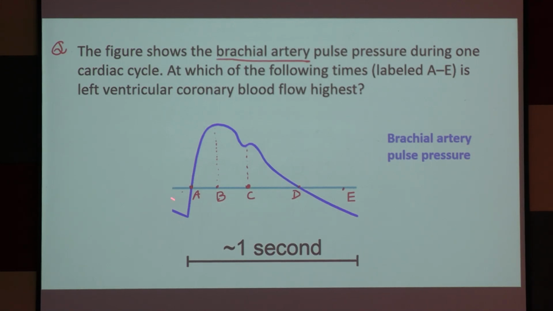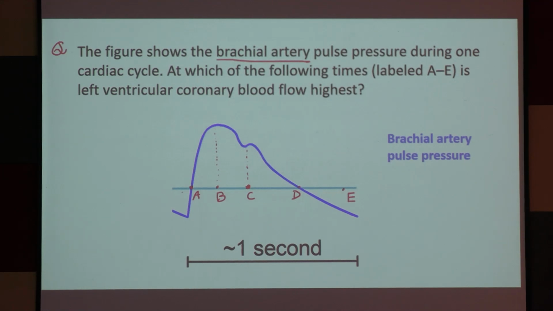So this is the arterial pulse tracing. This point C is the beginning of diastole, and this one is the dicrotic notch. This part is systole, A to C is systole, and after C it is diastole.